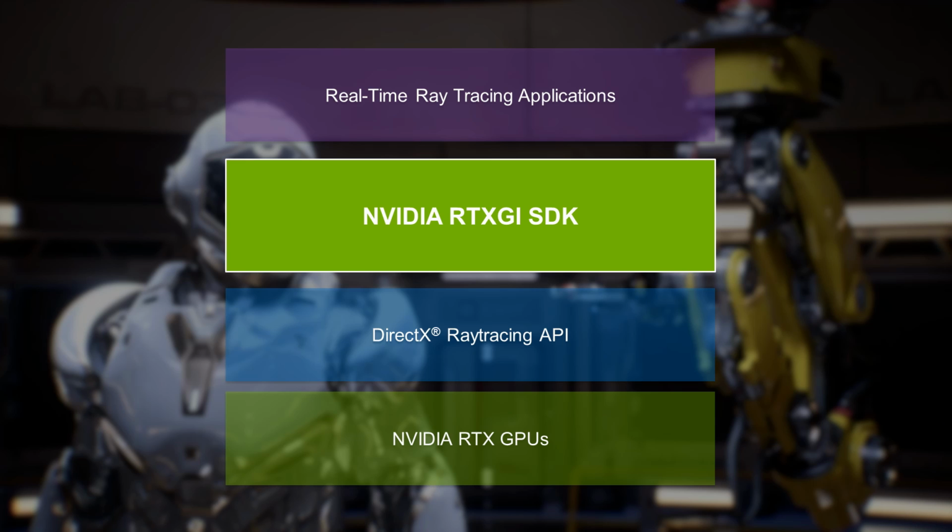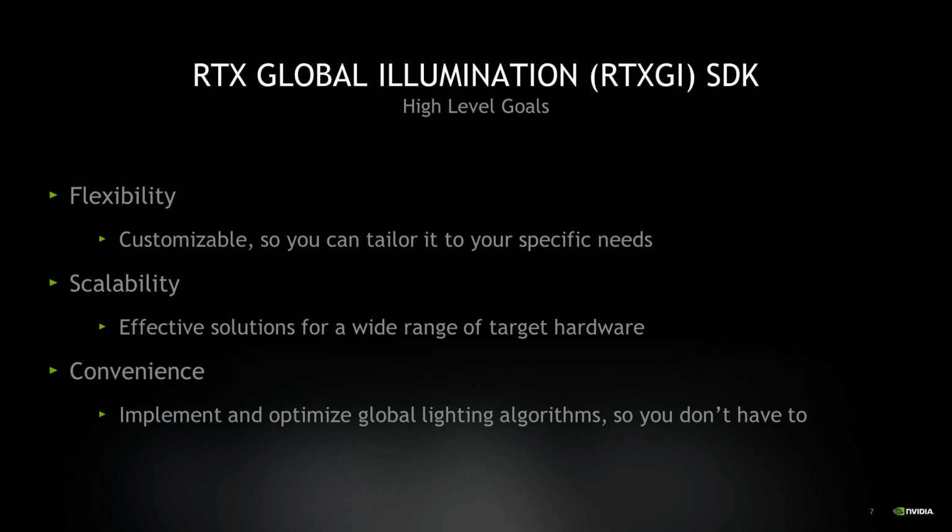Positioned between the DirectX ray tracing API and your application, the RTXGI SDK provides global illumination solutions that use the flexibility of ray tracing to deliver image quality and performance not possible before. There are 3 high-level goals we've kept in mind while developing the RTXGI SDK. First, we know every game presents unique challenges, so we're striving for the SDK to be flexible and customizable so you can tailor it to your specific needs and meet the challenges specific to your project.